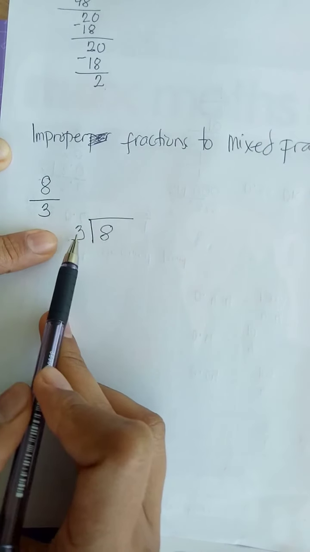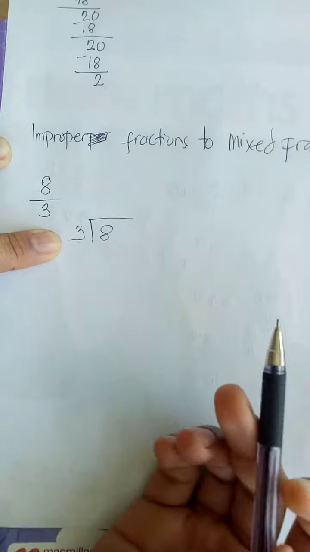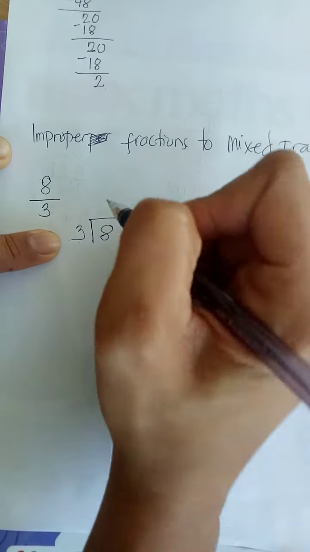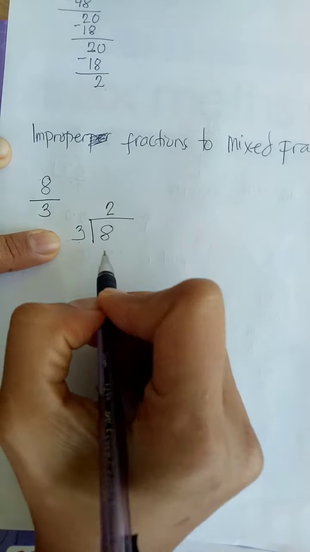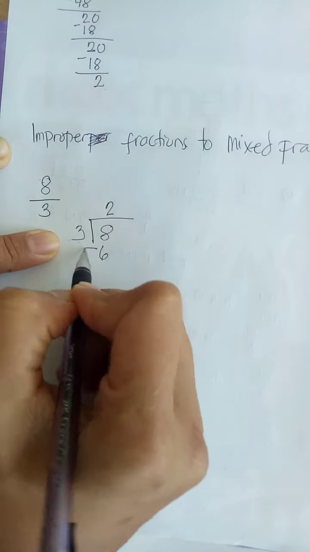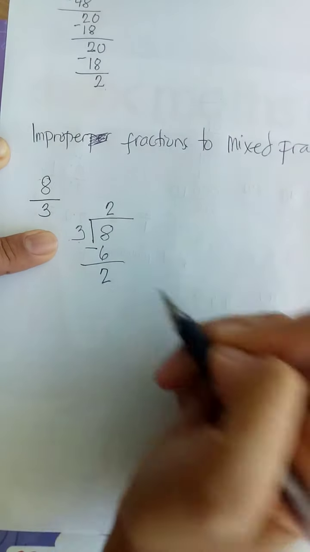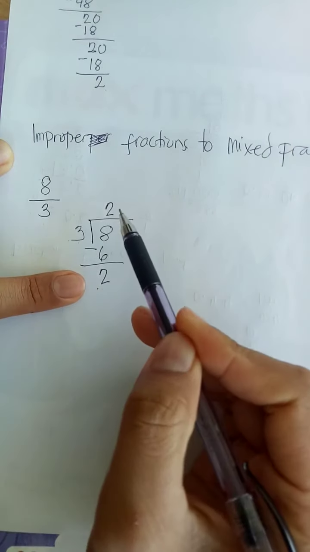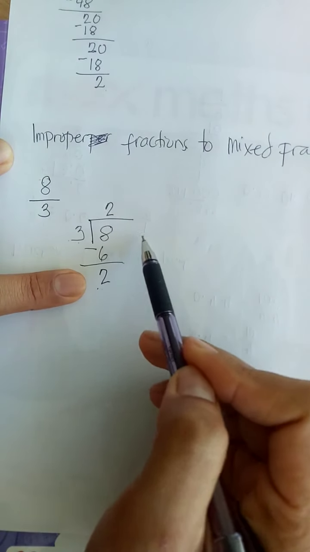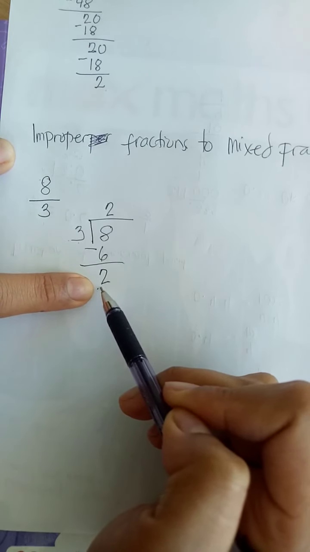Okay, all right, so now we continue. How many 3s can fit inside 8? There are 2. So we write 2 on top here. So 2 times 3 equals 6. You take away, 8 minus 6, we have 2. Now this time, since we're not using a decimal point on top and there's no more number here in the dividend, 2 will be our remainder.